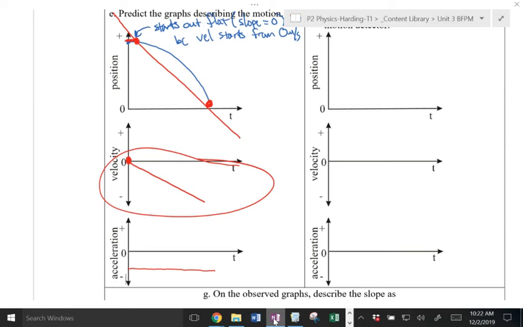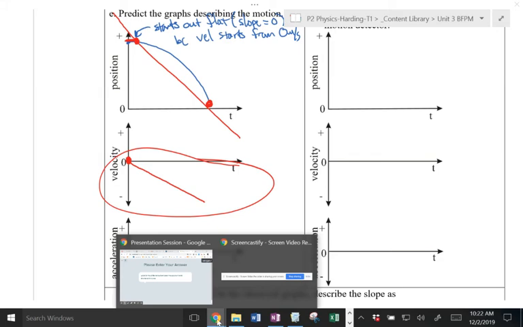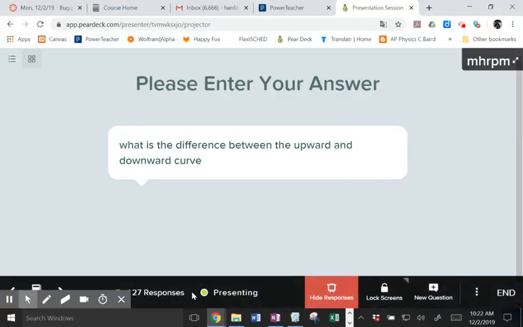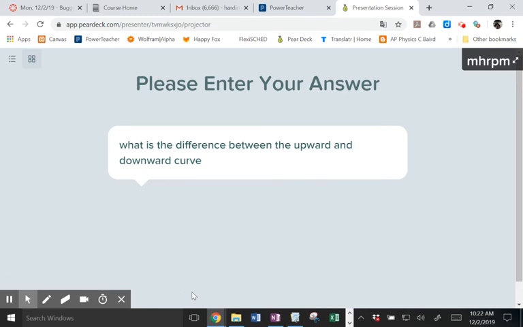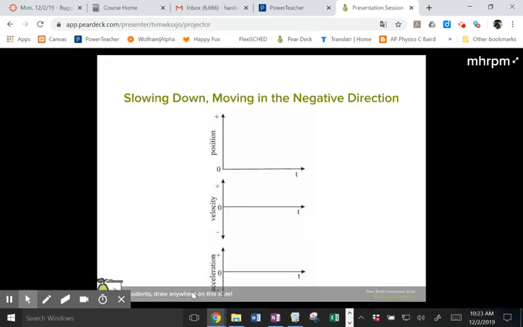And then the other question, and I'm going to have you maybe come back to this one after we do section 4. Somebody wants to know what the difference is between the upward curve and a downward curve. Sometimes it curves up, sometimes it curves down. We want to try to think about what that's all about. To help us with that, I'm going to have you do the last one here. I think this is the last one.